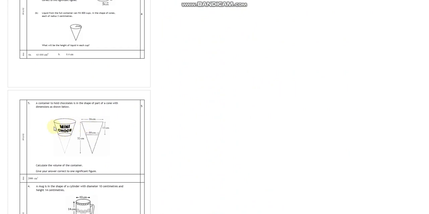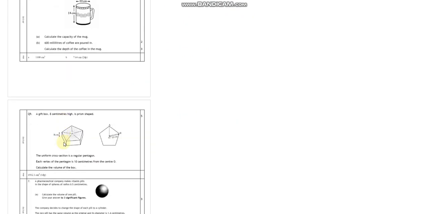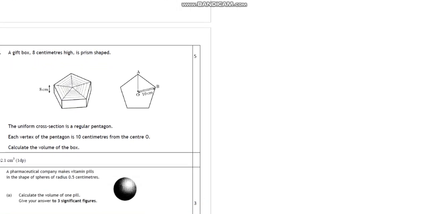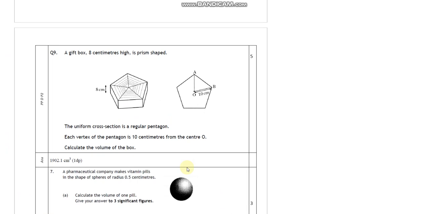Again, look, big cone, take away small cone. The only one I see here that is a wee bit trickier is the area of the triangle for this one. That's quite an interesting one. You know what? I'll very quickly just have a look at that. It's the only one I've seen that's a wee bit trickier.